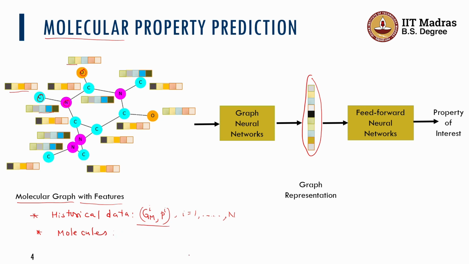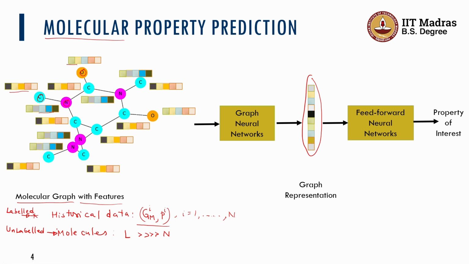Let's say there are around L molecules known to us, then L is going to be very, very much higher than N. Hence, what we have is historically labeled data, which is very small. However, we have a huge amount of unlabeled data, which is molecules available to us.